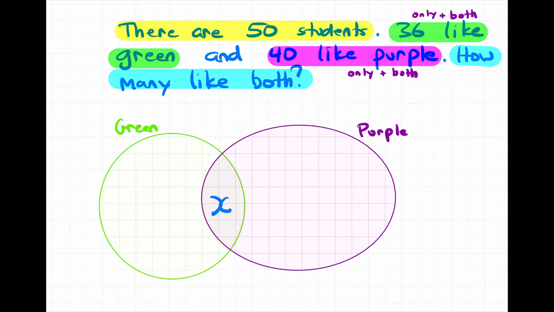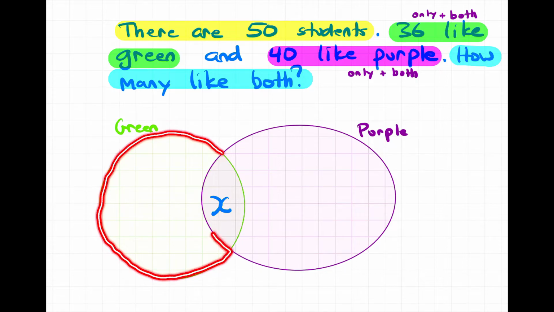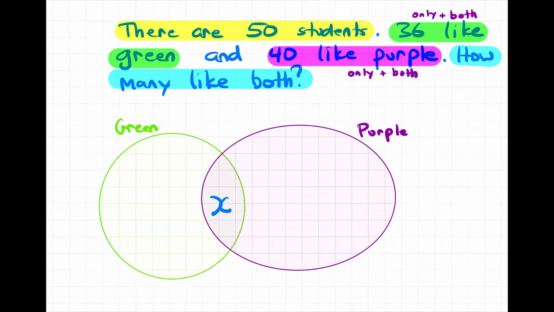So how many people like green? The answer is 36. Well, what does that mean, the people that like green? That is the people that like only green and the people that like both. So 36 people like green. Then what we need to do is go in here and say, well, then the people that only like it is going to be the 36 minus the people that like both. Remember, this represents both.